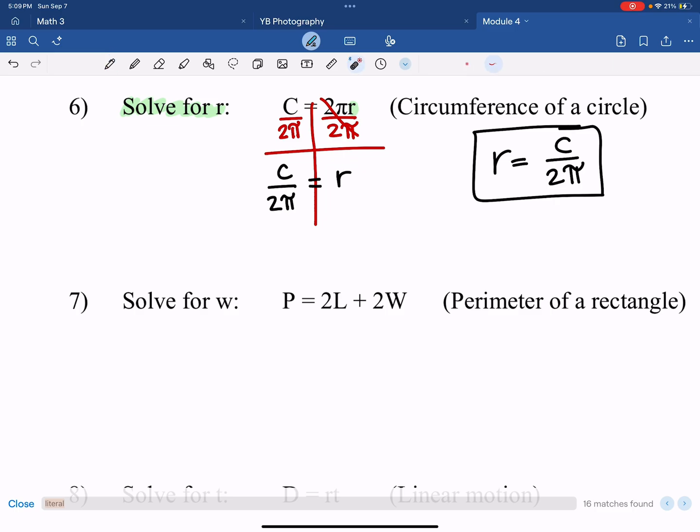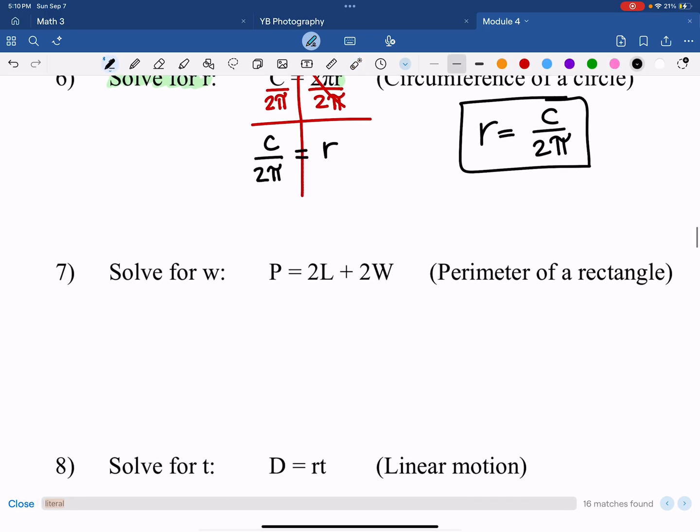So remember, the key aspect of this problem is when you have multiple things being multiplied together like this, and you only want this 1 letter r, you can get rid of the other 2 values by dividing them on both sides. Since technically 2 and pi were both coefficients to your variable r. Okay, moving on.